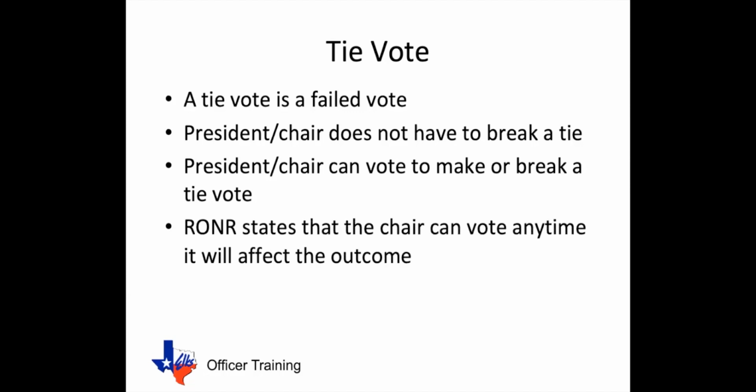Robert's Rules of Order state that the chair can vote anytime it will affect the outcome. And the reason for that is that whether it's the exalted ruler or chair of a membership committee, they are still a member of our order, and are entitled to all the rights that any other member would be given.